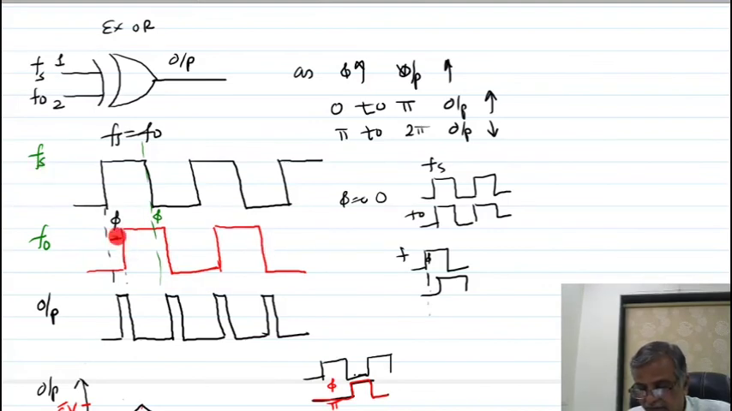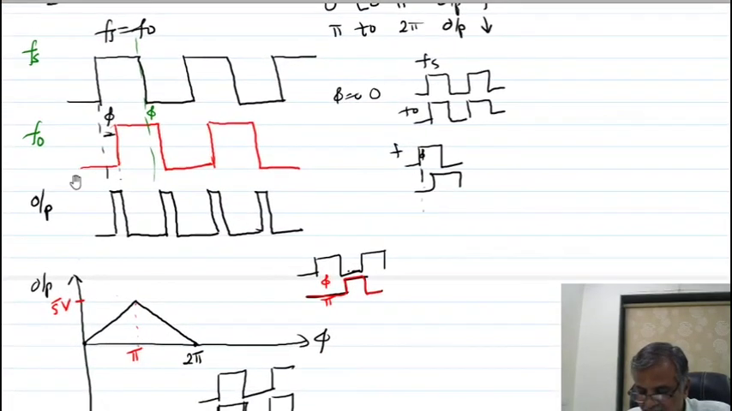Fs is leading by phase phi with Fo. So we know that when both the inputs are at different levels, you will get your output. So during this time interval, both are at different levels, you will get the output that I am showing you. During this time interval, both are at the same level, so the output is 0. So in this way, you can get your output. And as phase phi increases, the output voltage increases. As the phase goes from 0 to pi, the voltage increases and becomes maximum. From pi to 2 pi, the voltage decreases and becomes 0.